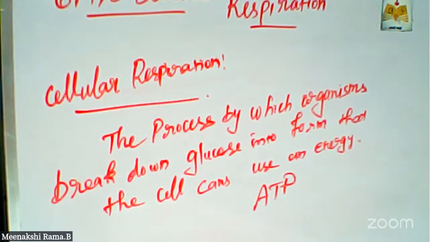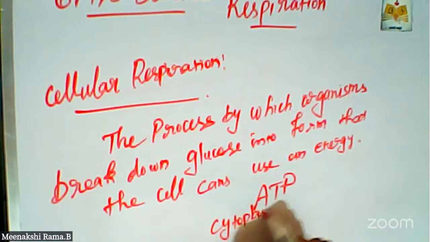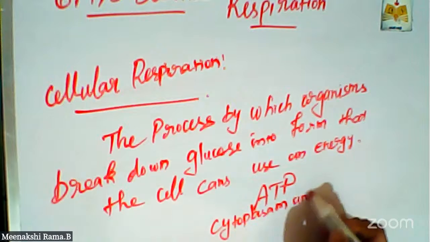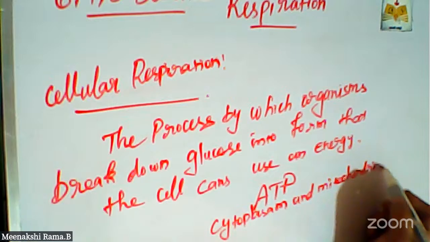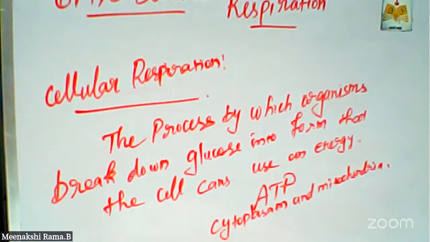There are different kinds of parts in a cell: nucleus, cytoplasm, ribosome, lysosome, mitochondria, Golgi bodies. These are all the parts of the cell. So cellular respiration takes place in the cytoplasm and the mitochondria of the cell.